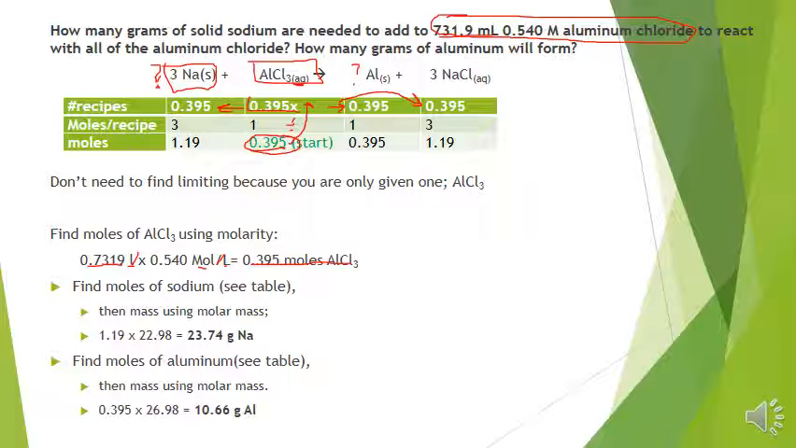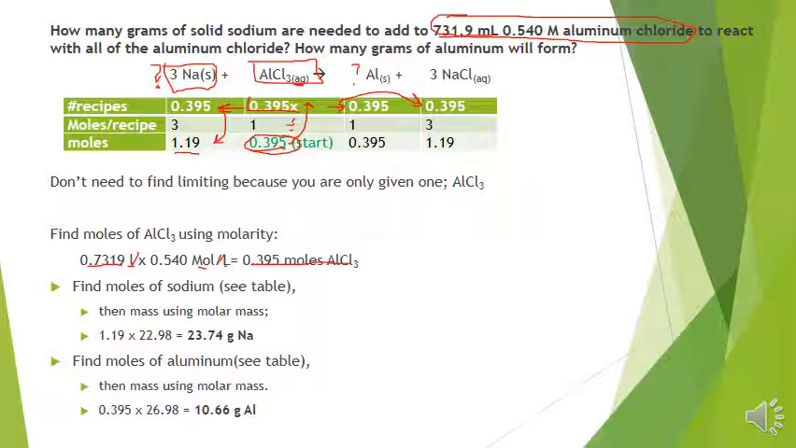Okay, so next thing I want to do is find out how many grams of solid sodium. Well, I have to first figure out how many moles that is. So this is how many recipes I do, 0.395, and I do 3 times. So this is how many moles of sodium I will need to react with all the aluminum chloride.